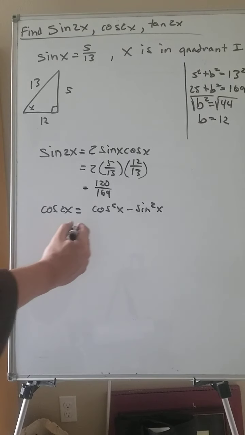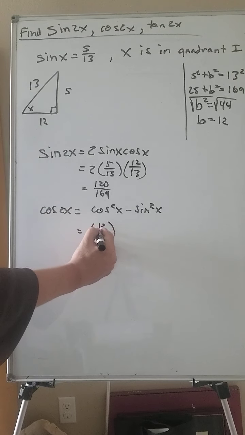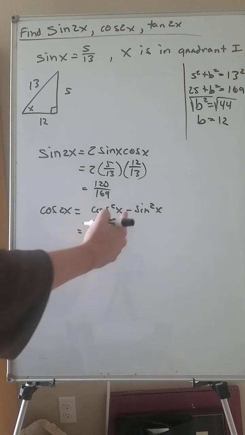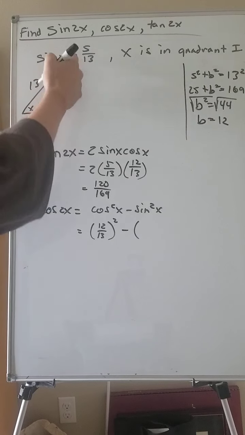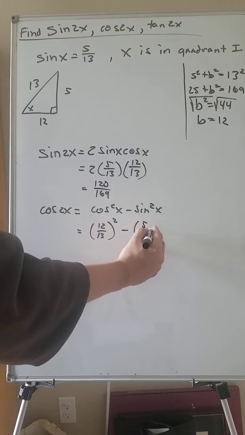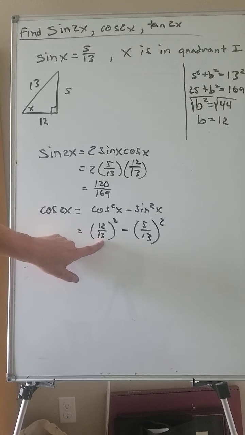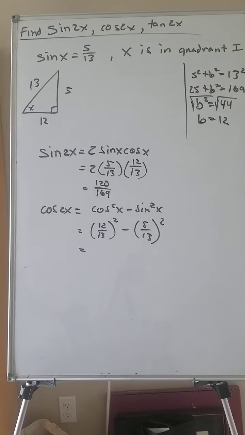So I need cosine squared x. In other words, I need cosine of x, which is 12 over 13. And I need to square it. Minus, and then I need sine of x, which was given to me as 5 over 13. And I need that squared as well. So it's cosine squared x minus sine squared x. Then I'm just going to simplify.